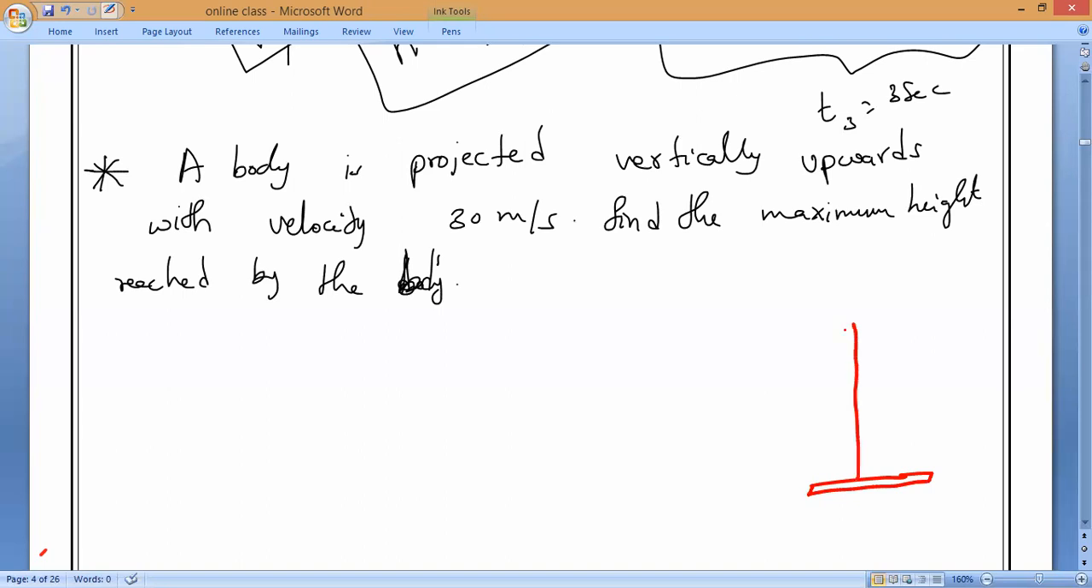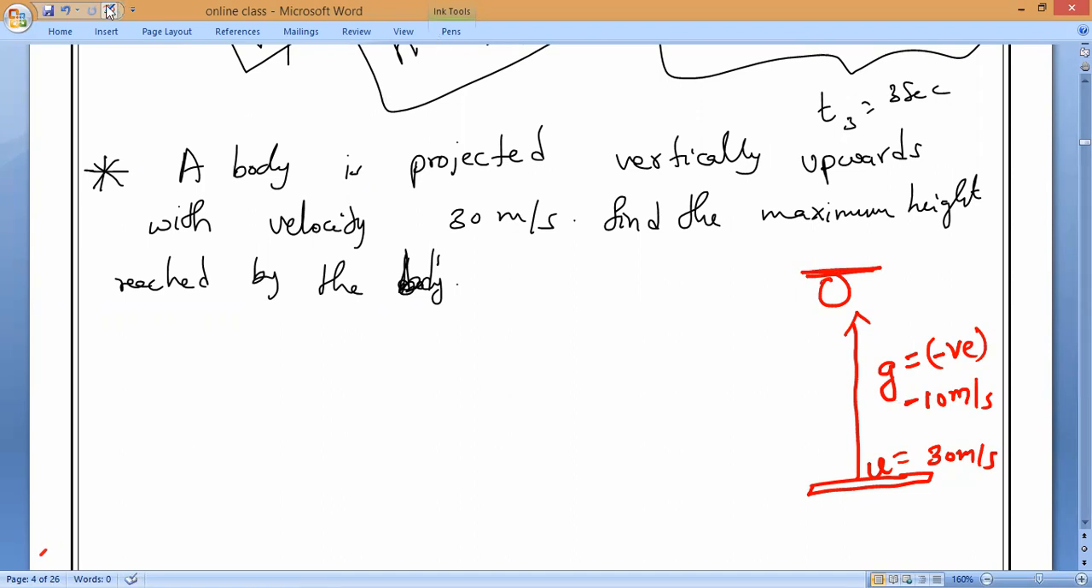The body is thrown upward, so g is negative. Initial velocity we already know, 30 meter per second. So g value is negative. What value do you want to take? 10 meter per second squared, so minus 10. Once the ball reaches maximum height, what is the final velocity?